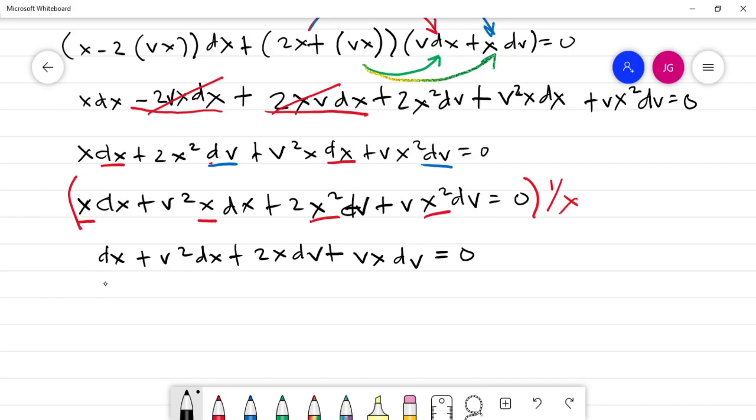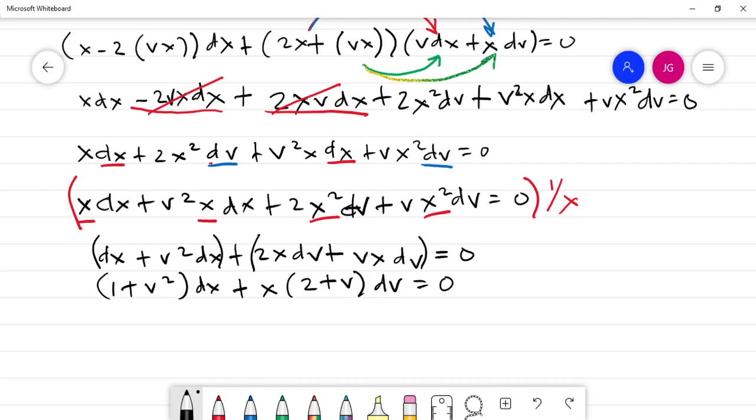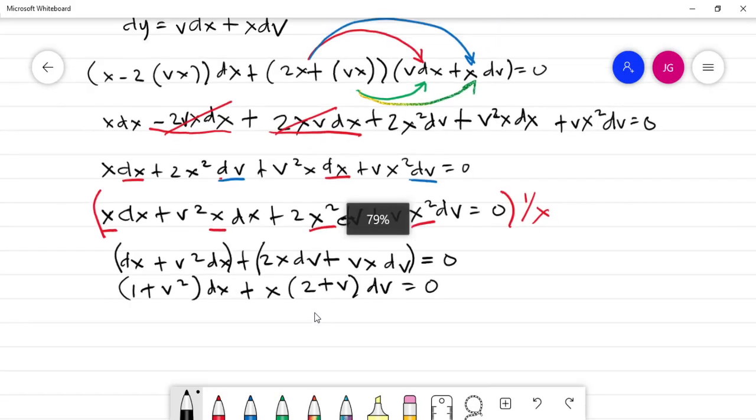Then afterwards, we factor out dx from these terms. So, for clarity, this is the bracket sign. So, factor out dx. We have (1 plus v squared) dx, then plus x times (2 plus v) dv is equal to 0. Okay? Next step.